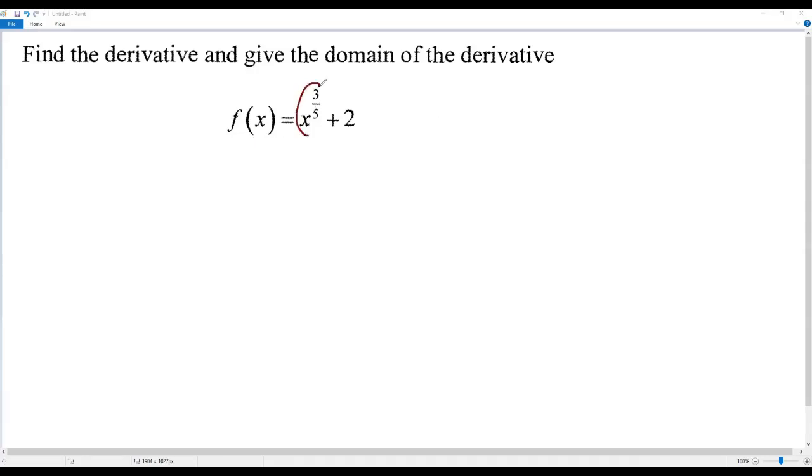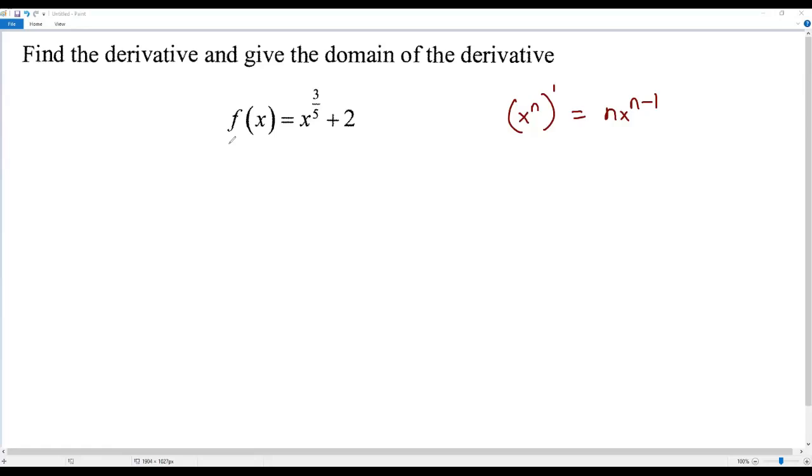Because here this term is in the form of x to the nth power. Whenever I want to find the derivative of something in the form of x to the nth power, I have to bring this exponent in front of x and subtract 1 from the exponent. Then I'll be getting n times x to the power n minus 1. So this is the power rule of derivative.